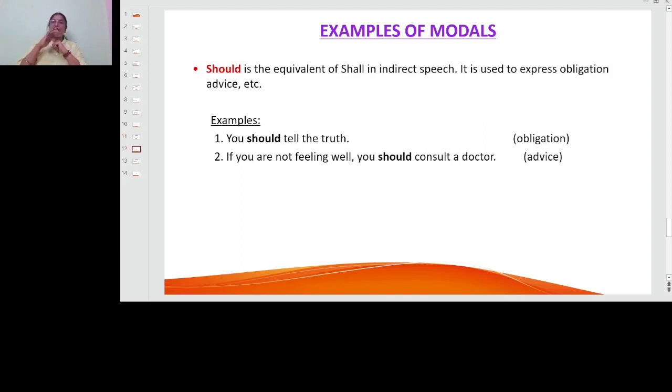Now should. Should is equal to shall in indirect speech. Both mean the same, but in indirect speech, it indicates past tense. It is used to express obligation, advice, etc. You should tell the truth. If you are not feeling well, you should consult the doctor. Always you should tell the truth. It is an obligation. If you are not well, you should consult the doctor. Right.